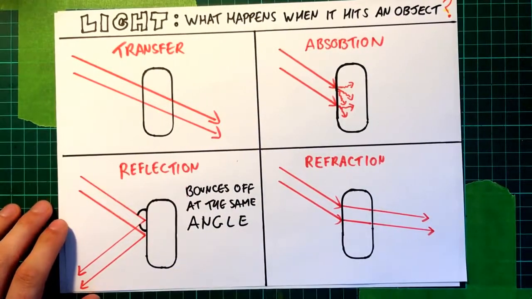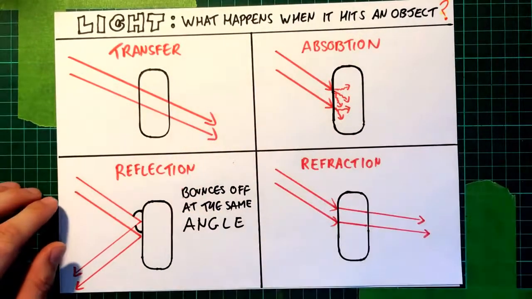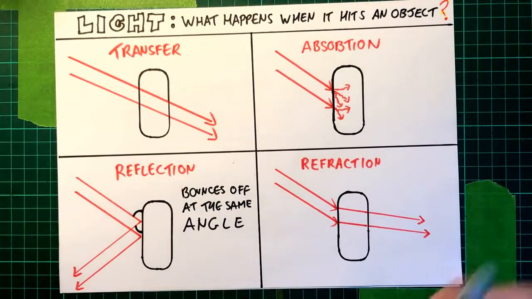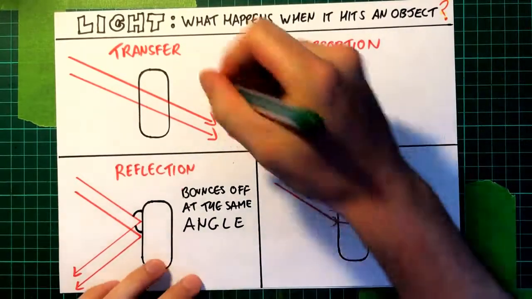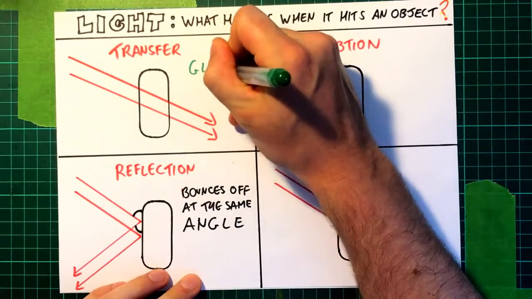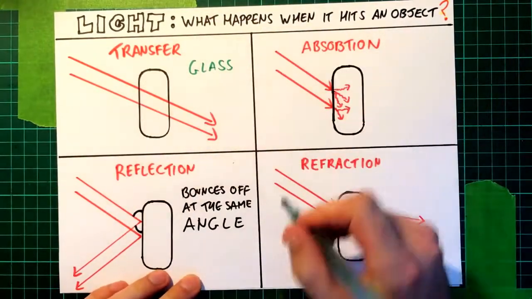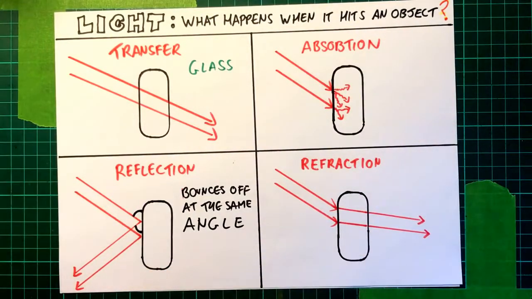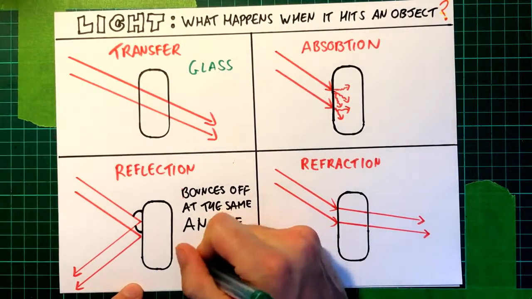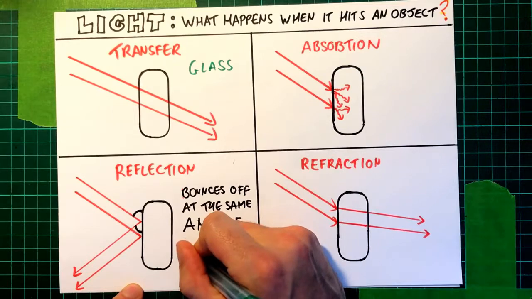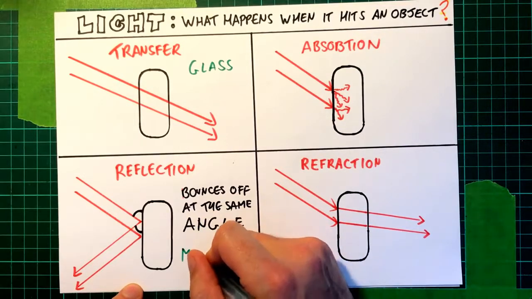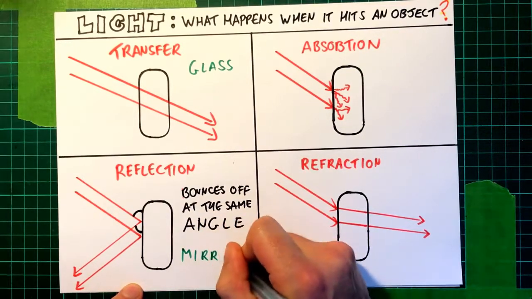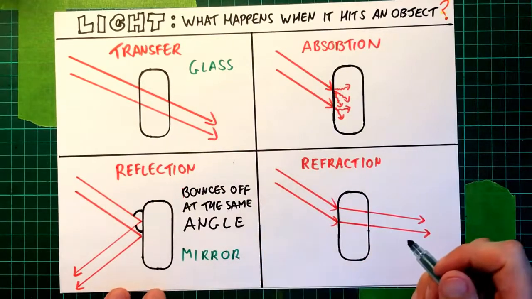So, to recap, light will transfer through objects such as glass. Just means go straight through it. Dead easy. Nothing complicated there. Reflection will bounce light beams off at the same angle. For example, with a mirror.